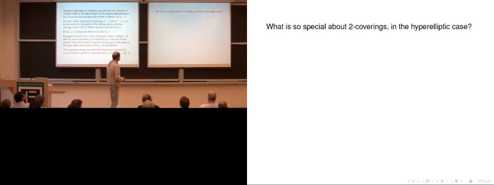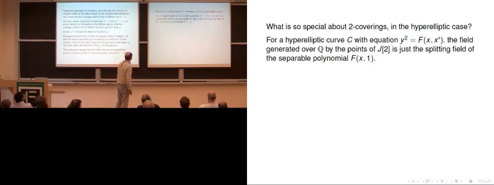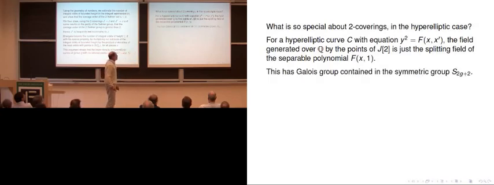Well, 2 is very unusual in the hyperelliptic case. Because if you take a hyperelliptic curve with this equation, you take the extension of the rational numbers generated by the 2 torsion points, well, they just come from roots of this, combinations of roots of this binary form, and if the first coefficient is non-zero, that's just the splitting field of this separable polynomial. Right? And the splitting field, the Galois group, is certainly contained in the symmetric group, 2G plus 2.